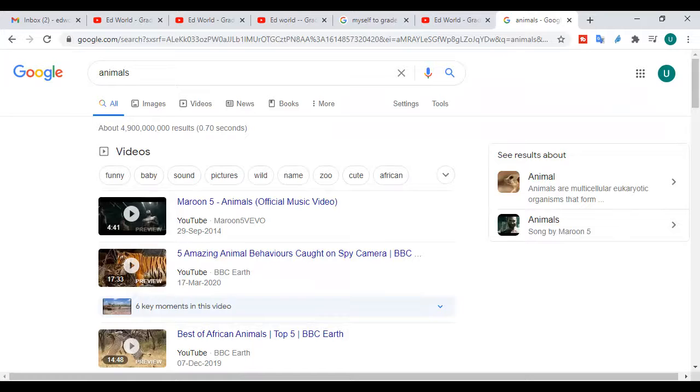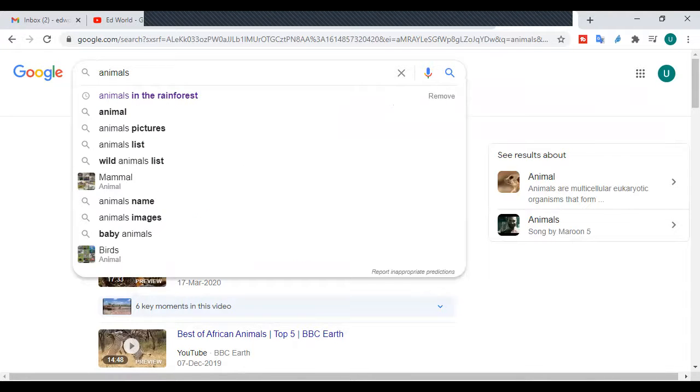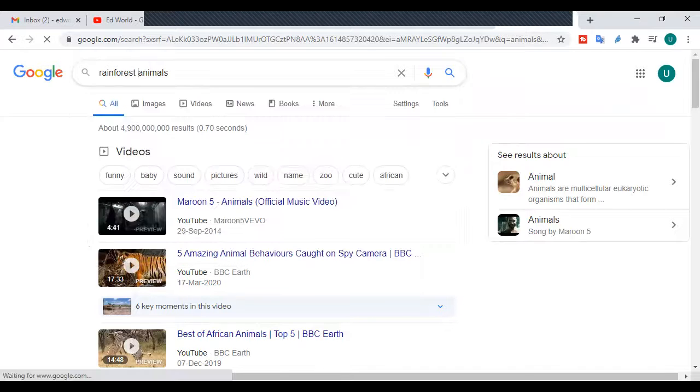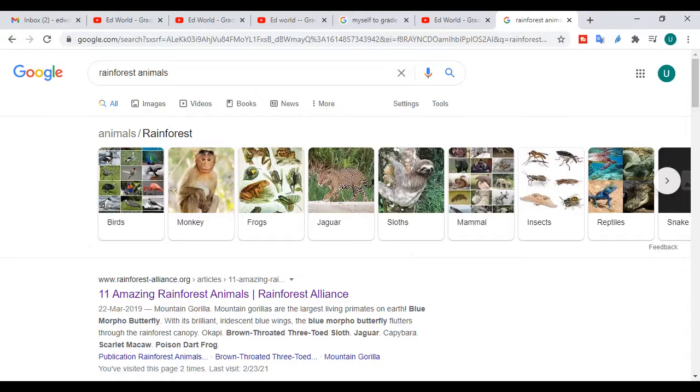So to get the specific result, to know what I want to know, I'm supposed to write the exact word. Now when I write rainforest animal, it will show me the results which are only related to this. Are you getting my point? Yes or no?